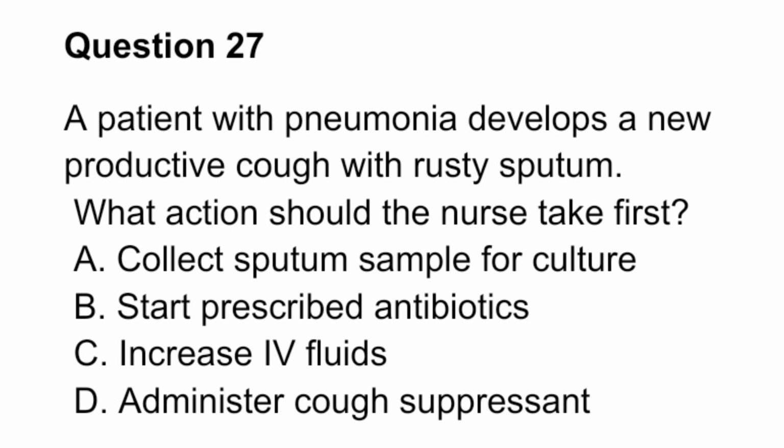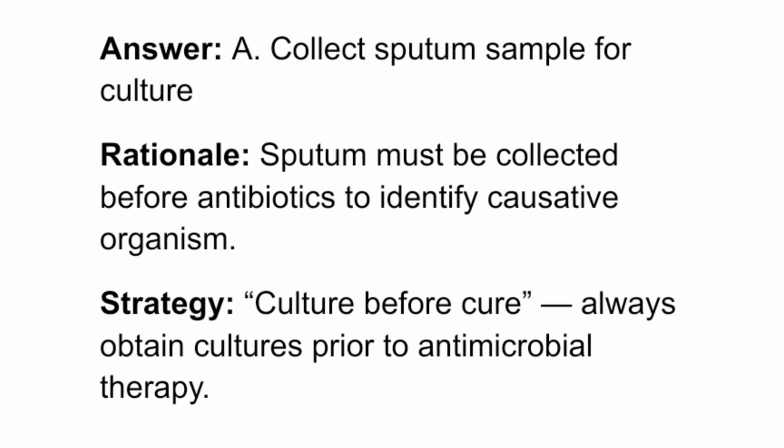Question 27. A patient with pneumonia develops a new productive cough with rusty sputum. What action should the nurse take first? A. Collect sputum sample for culture. B. Start prescribed antibiotics. C. Increase IV fluids. D. Administer cough suppressant. Answer: A. Collect sputum sample for culture.